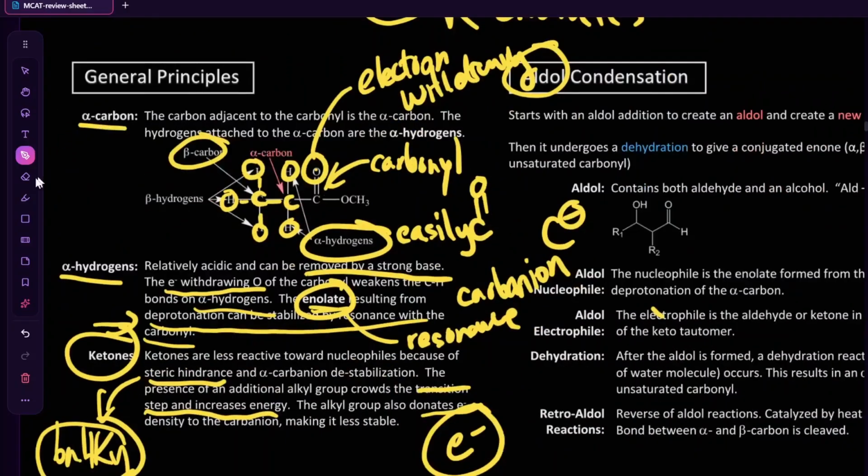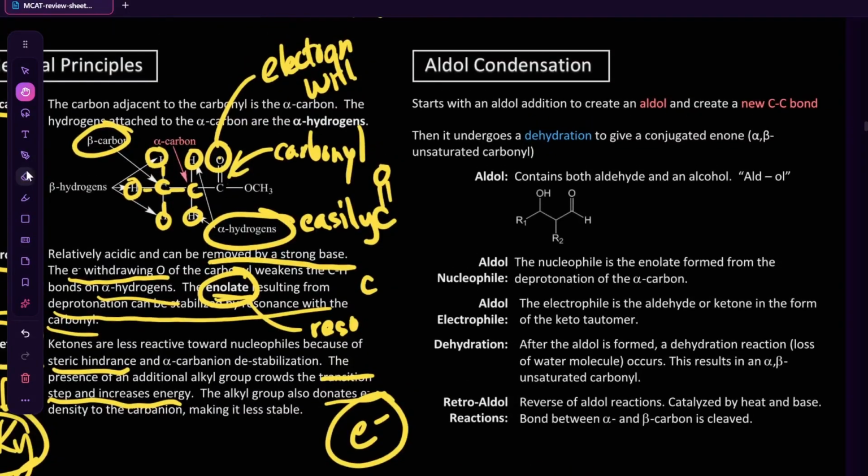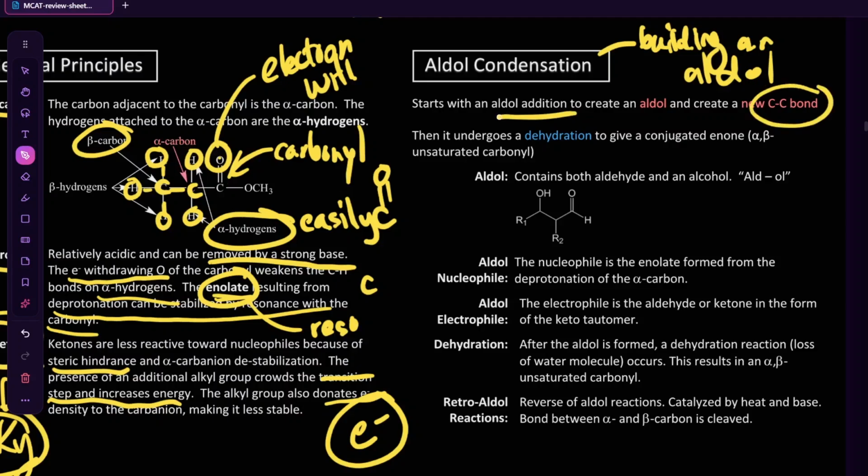So for the aldol condensation, we are building an aldol, in other words. So let me just move over. So think of this as building an aldol. So now we can try to combine everything. An aldol condensation starts with an aldol addition, to create an aldol and a carbon-carbon bond here. So one molecule of aldehyde or ketone gets deprotonated at its alpha carbon to form an enolate. That's our nucleophile. That enolate then attacks the carbonyl carbon of the second aldehyde or ketone molecule, still sitting in its normal keto form, and that's our electrophile.